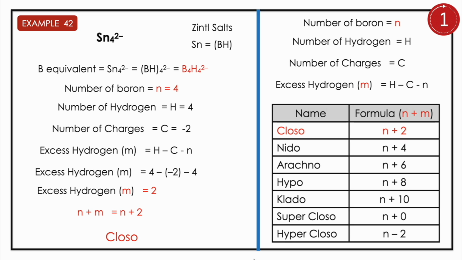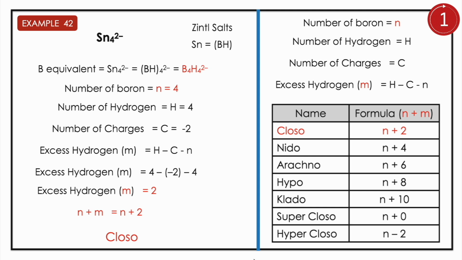Tin is in the carbon series. So the equivalent will be BH, since it is a 3 plus 1 system. So we should write BH for tin. If you write it, you have (BH)4 2 minus. If you redraw, you have B4H4 2 minus. So the compound becomes a simple borane. We can apply Wade's rule here.